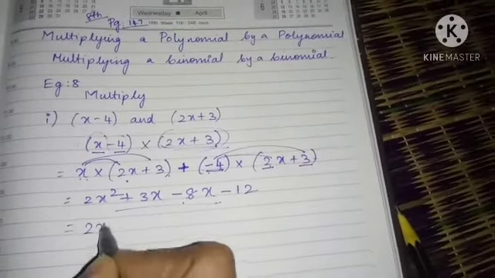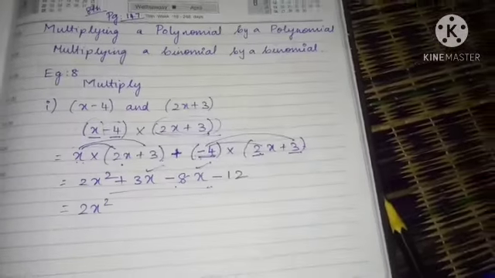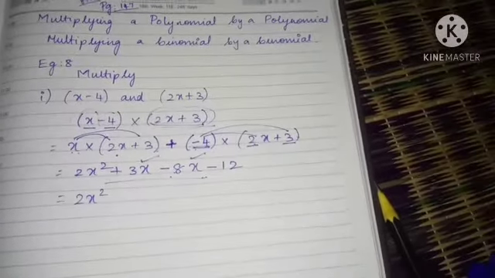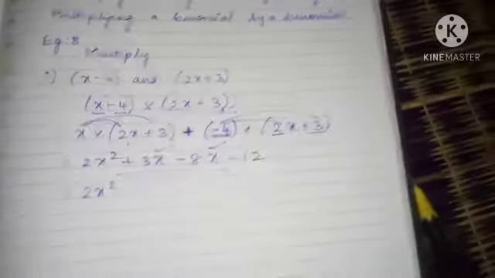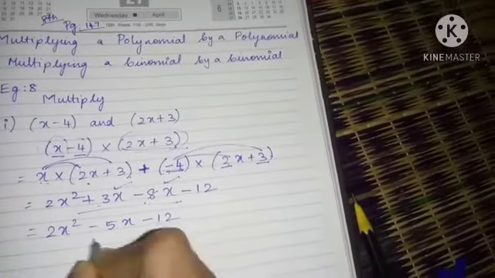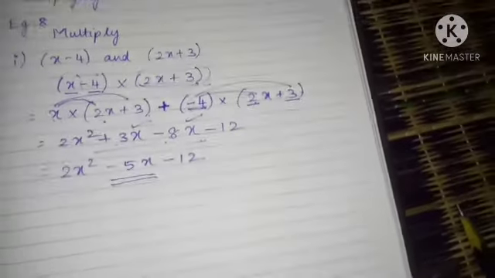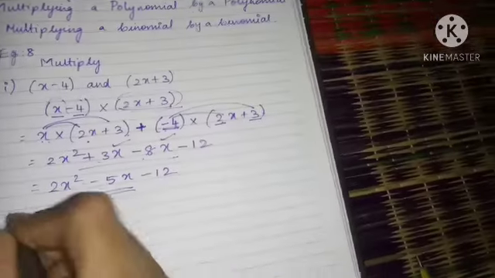Now 2x square, see, these two are like terms. I told you we have to continue until we get the like terms, correct? So plus 3 minus 8 is how much? Plus 3 minus 8 is minus 5x, minus 12. So the answer is 2x square minus 5x minus 12. So this is how you should find it.